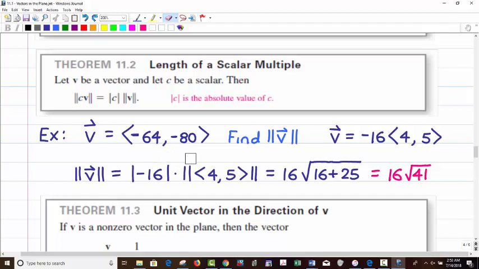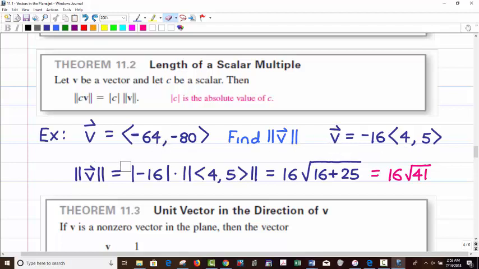So I chose to factor out, which is algebraically correct in vector world, I pulled out a negative 16. And that will leave 4 and 5 in here. And you can see that distributes back out to be this vector.